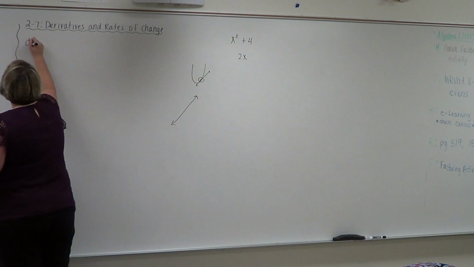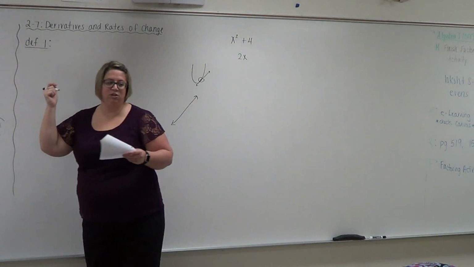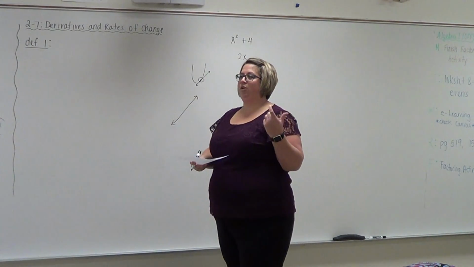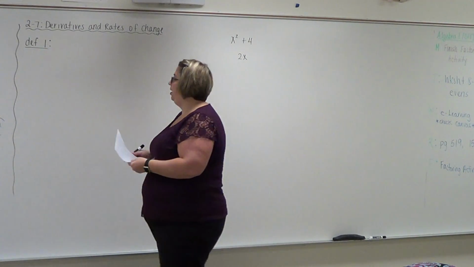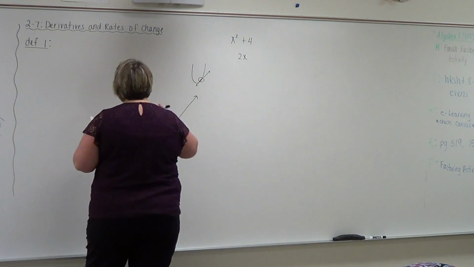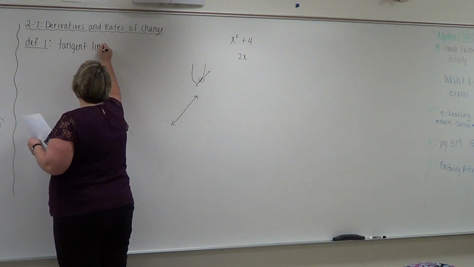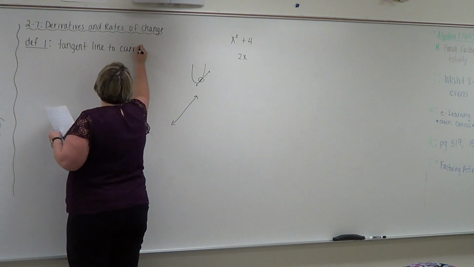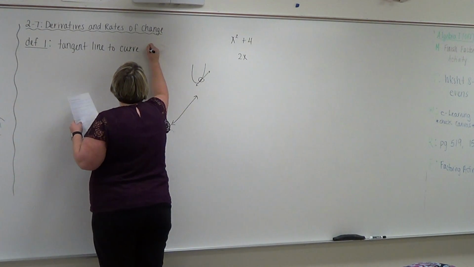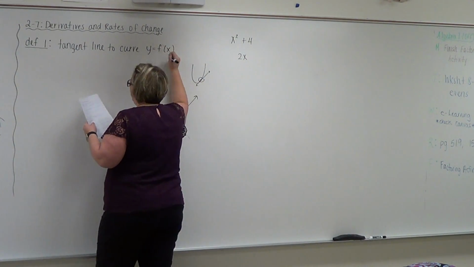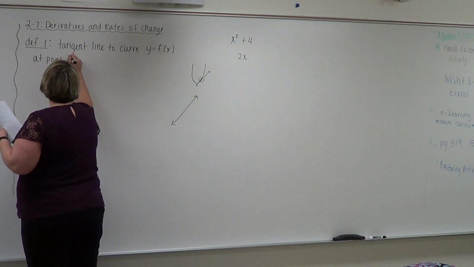Okay, so this is called definition number 1 in your book, and you'll need to know this because when you get to your homework, they're going to say solve it using definition number 1 or equation 2. So this is your definition number 1. I'm going to write the whole thing out, but you really only need to know the formula. So the tangent line to the curve y equals f of x at point P, which is (a, f of a).